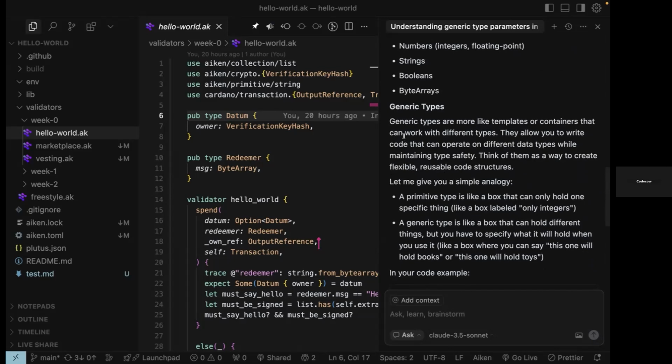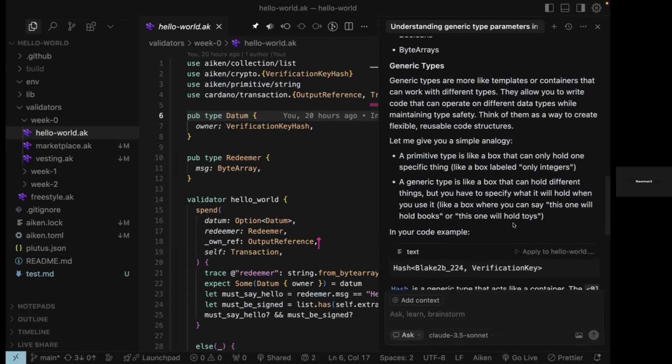But yeah, I think of it just like I do functions. They use this structure because it is types. It's a little bit different, but generally it all functions the same way. So this is literally what it's saying. Generic types are more like templates or containers that can work with different types. They allow you to write code that can operate on different data types while maintaining type safety. Think of them as a way to create flexible, reusable code structures.